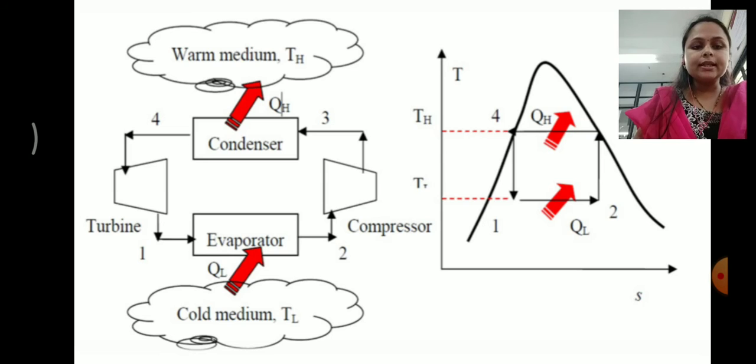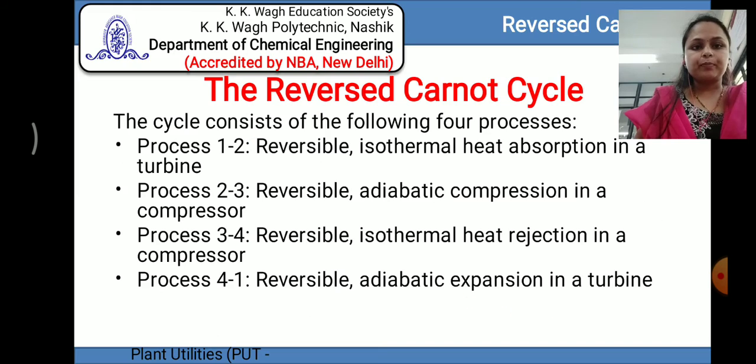Okay, means in this figure we can see in compressor and turbine the entropy is constant, but there is a change in temperature, and in evaporator and condenser there is change in entropy, but the temperature is constant.